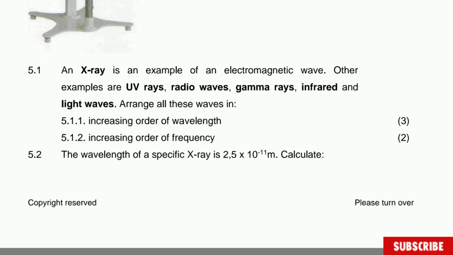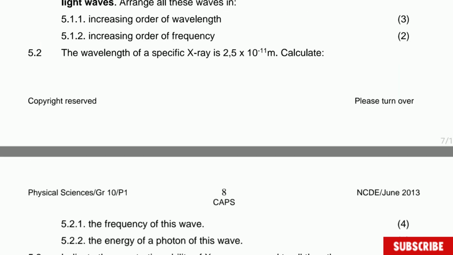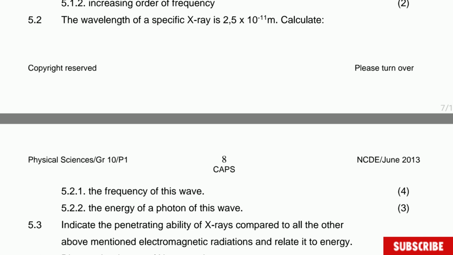Now question 5.2, the wavelength of a specific X-ray is equal to 2,5 times 10 to the negative 11 meters. Calculate the frequency of this wave. Now what they're giving you is the wavelength. This value here is the wavelength of this specific electromagnetic wave, which is 2,5 times 10 to the minus 11 meter. Now, what are the data we have here?